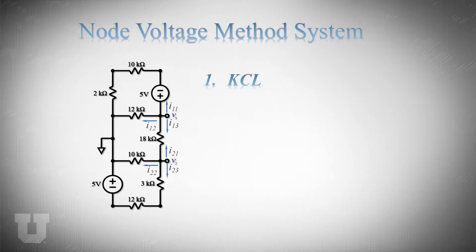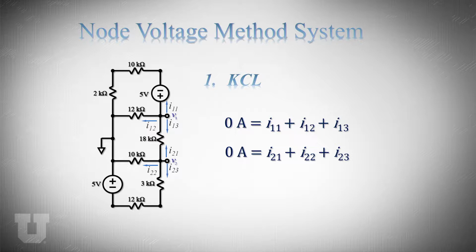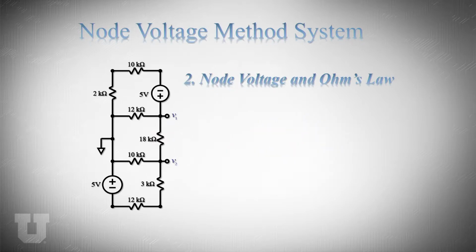In this circuit, we want to find what V1 and V2 are by using the node voltage method. So the first step is to apply KCL. All the currents are measured going outside, so the summation of measured currents is equal to 0 for the V1 node. The same thing applies for the V2 node. The second step is to use node voltage and Ohm's law to substitute the currents in the previous equations with voltages and resistances.